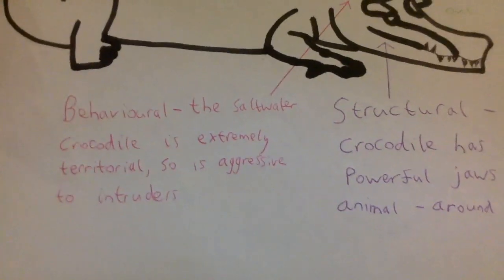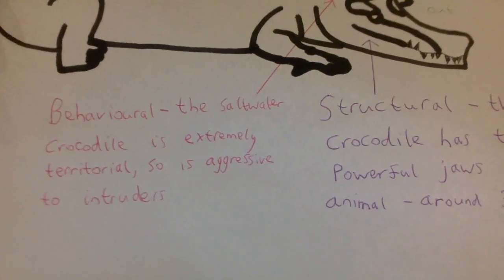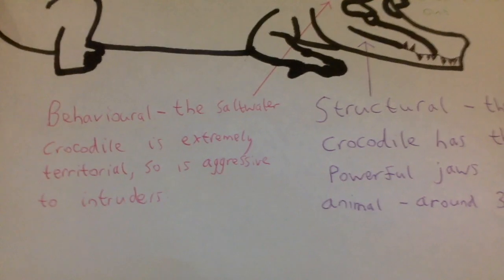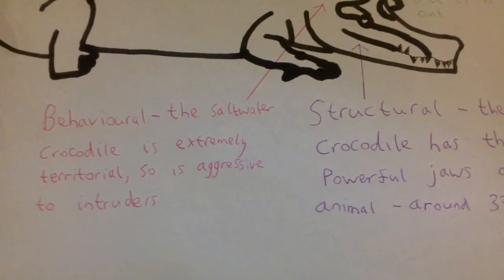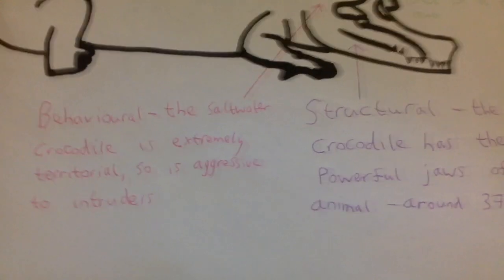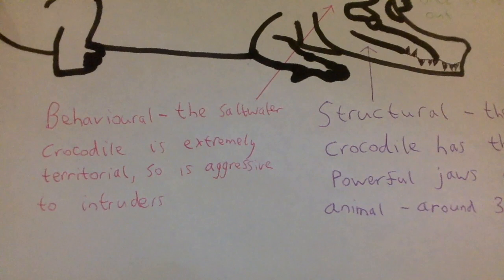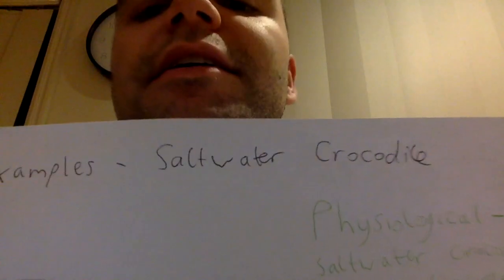I've also got their behavioural adaptation. So it is extremely aggressive and it's got a very territorial nature, which basically means if anything comes into its territory, it will want to attack them or chase them off, which allows it to have its territory to itself. So that aggressive behaviour, again, is an adaptation to help it survive. And finally, just working out how you can see that.